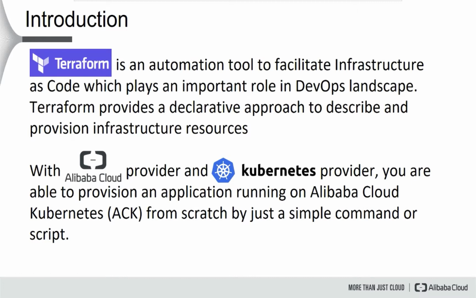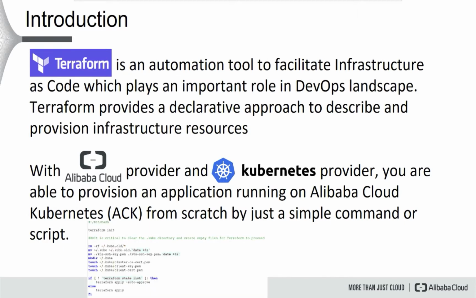So let me start. Before actually starting the technical part, I want to explain what Terraform is. Terraform is an automation tool to facilitate infrastructure as code, which plays an important role in the DevOps landscape. It also provides a declarative approach to describe and provision infrastructure resources. With the Alibaba Cloud provider and Kubernetes provider, both of which are official providers, everyone is able to provision an application running on Alibaba Cloud Kubernetes, also known as ACK, from scratch, just by a simple command or script.